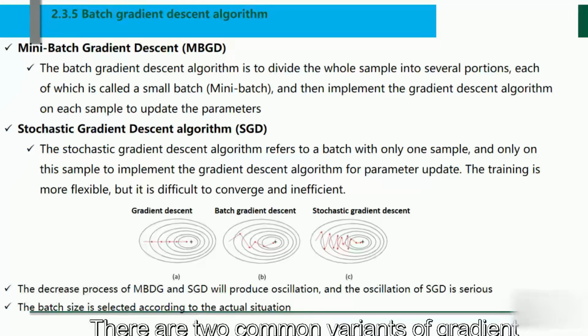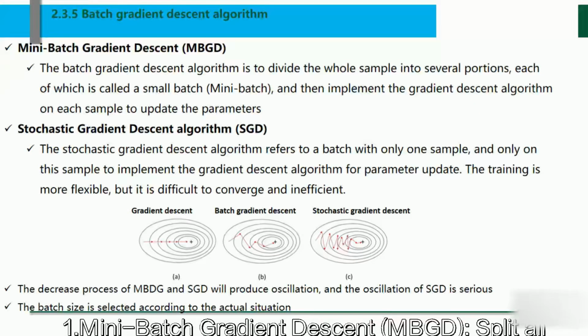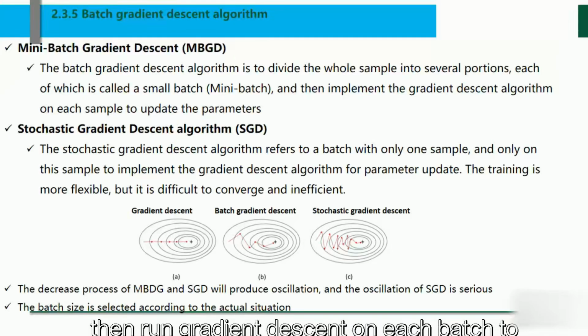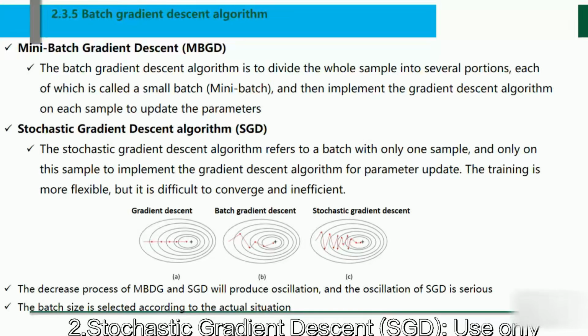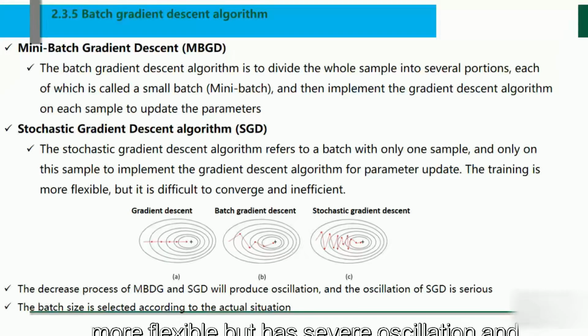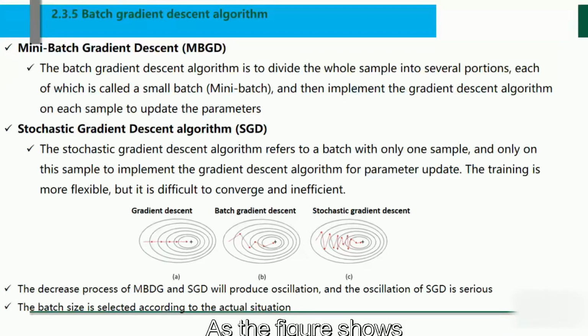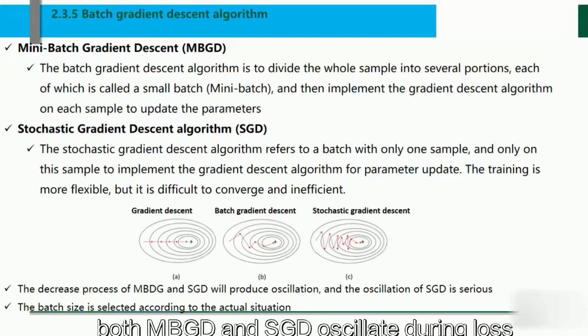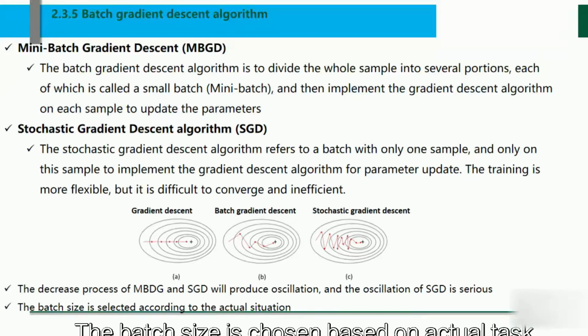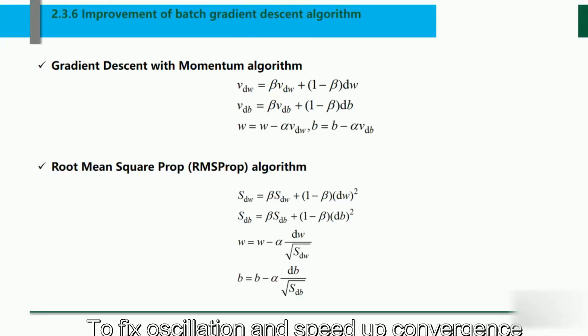There are 2 common variants of gradient descent. First, mini-batch gradient descent (MBGD). Split all samples into small batches, then run gradient descent on each batch to update parameters. Second, stochastic gradient descent (SGD). Use only 1 sample per batch to update parameters. It's more flexible, but has severe oscillation and low efficiency. As the figure shows, both MBGD and SGD oscillate during loss reduction, SGD more so. The batch size is chosen based on actual task needs.